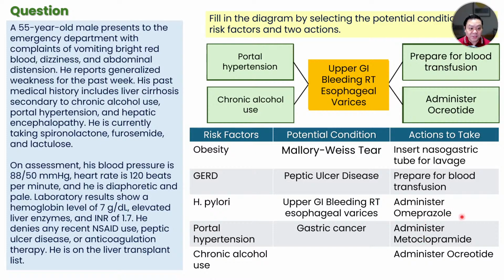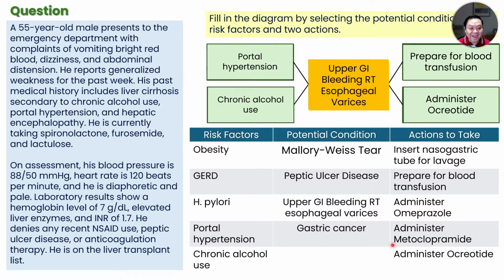Now, if you'd answered administer omeprazole, we know that this is a medication categorized under the proton pump inhibitor. It is used to treat peptic ulcer disease or GERD by reducing the stomach acid, but it is not effective in treating esophageal variceal bleeding, as we know that the bleeding is due to the high portal pressure. It is not caused by the acid erosion.